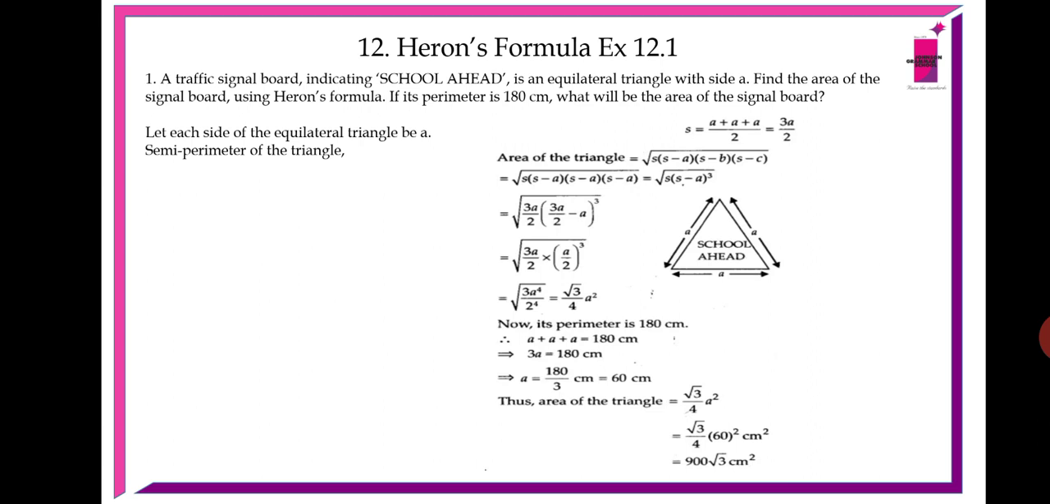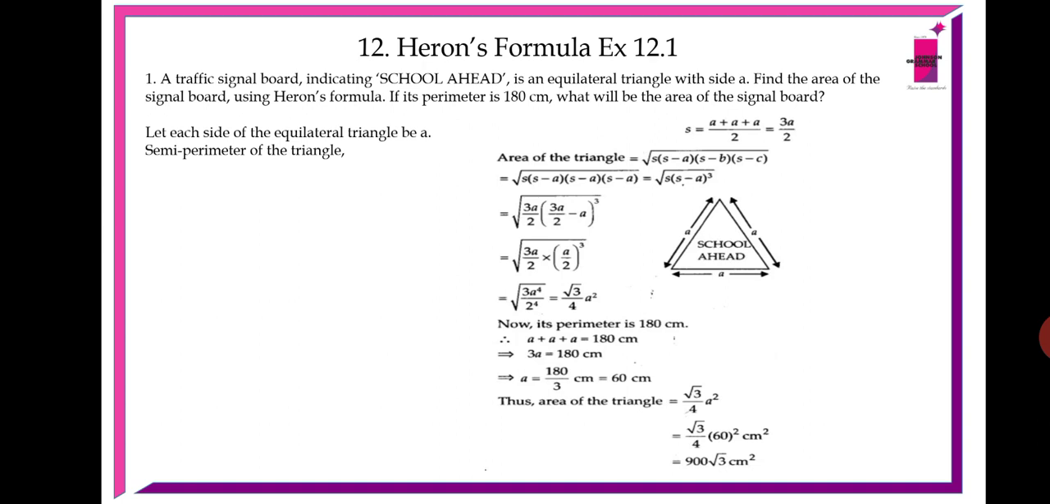So let each side of an equilateral triangle be a, and the semi-perimeter of the triangle is s equal to a plus a plus a by 2, that is equal to 3a by 2. So using Heron's formula we are going to find out the area of an equilateral triangle with the side a units. So area of a triangle equals under root of s into s minus a into s minus b into s minus c. We know that a, b, c are equal for an equilateral triangle. So under root of s into s minus a into s minus a into s minus a, that equals s into (s minus a) whole cube.